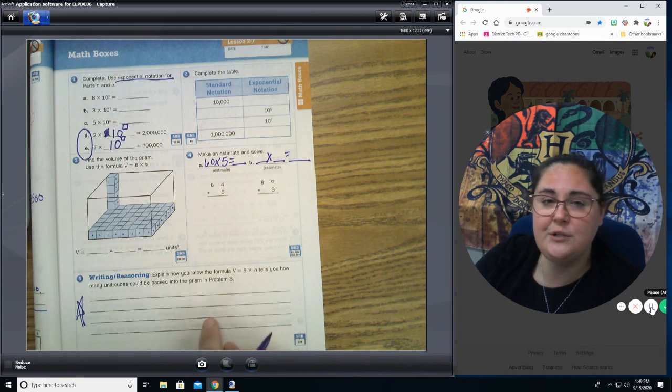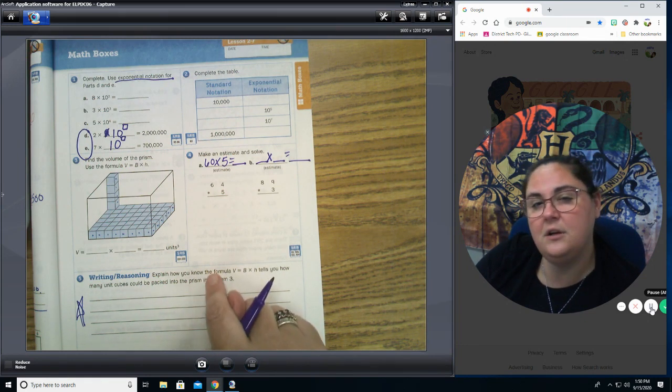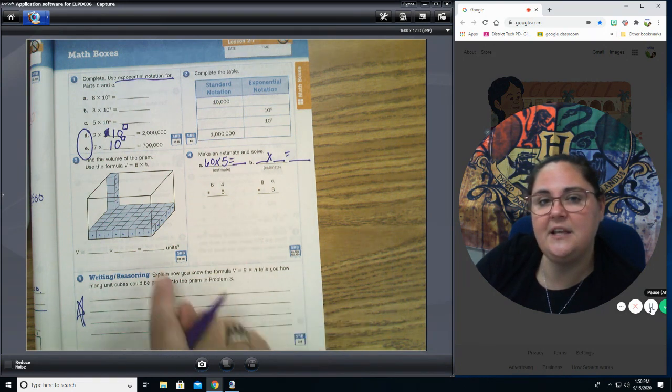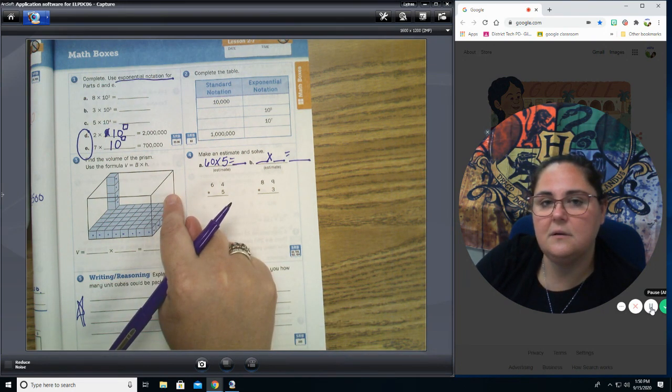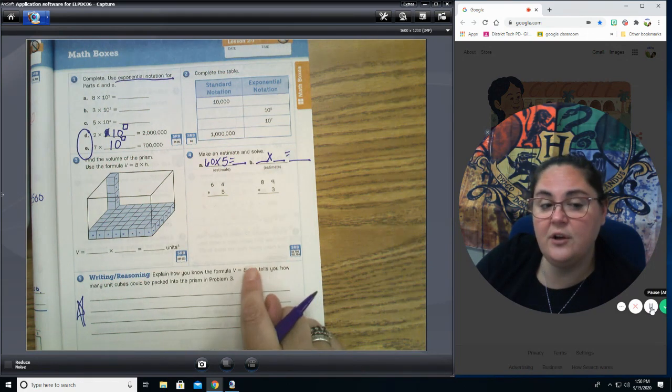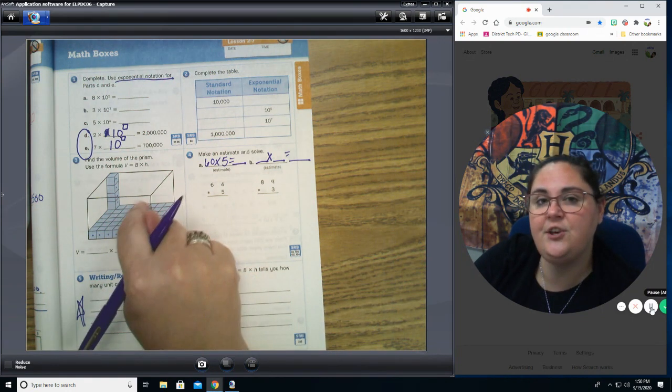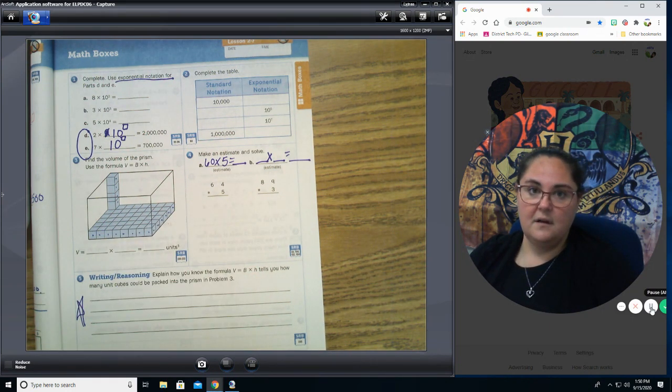Okay. I want you to try to tell me in your own words, how did finding the volume tell you how many cubes are in this container? I'll say that again. How did using the volume, this part right here, tell me how many cubes would fit in there? That's what you have to tell me in your own words.